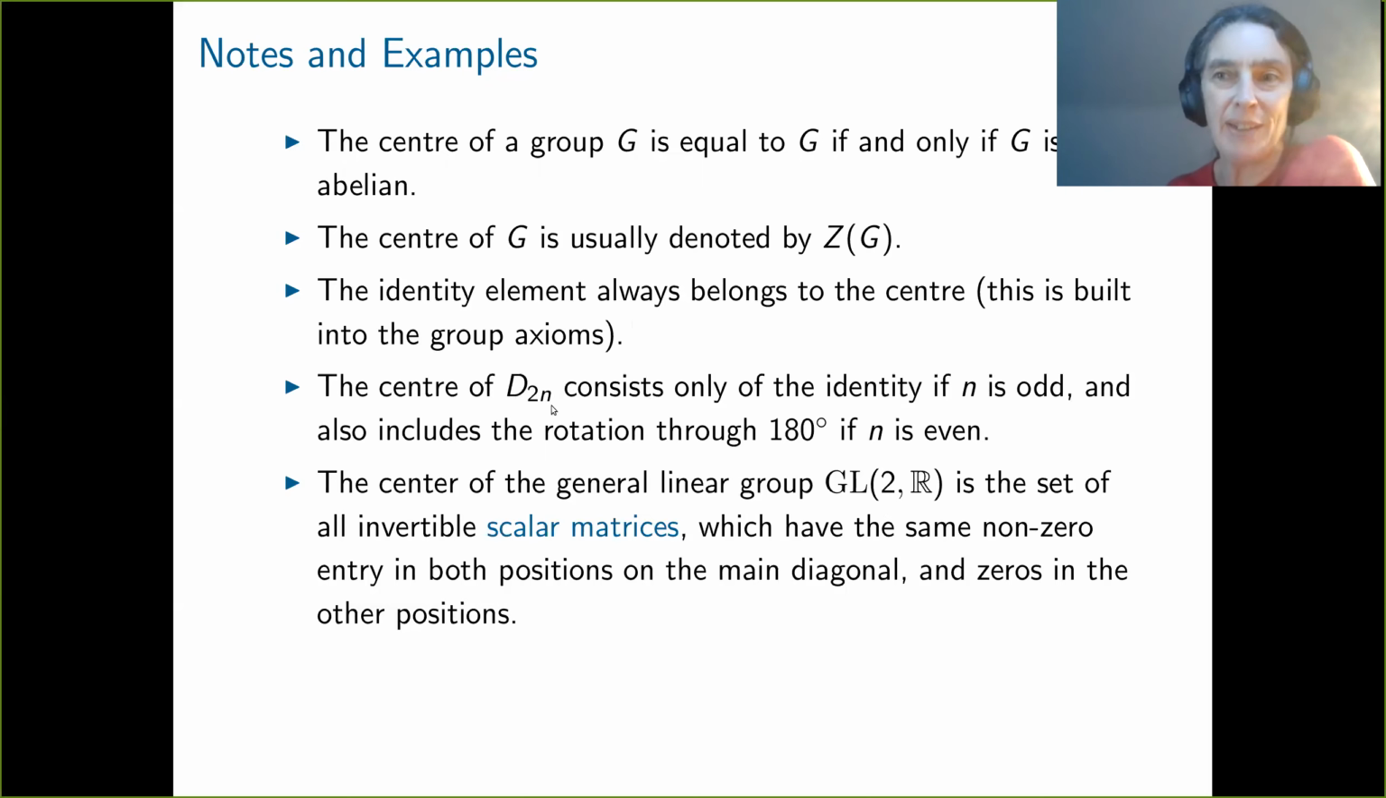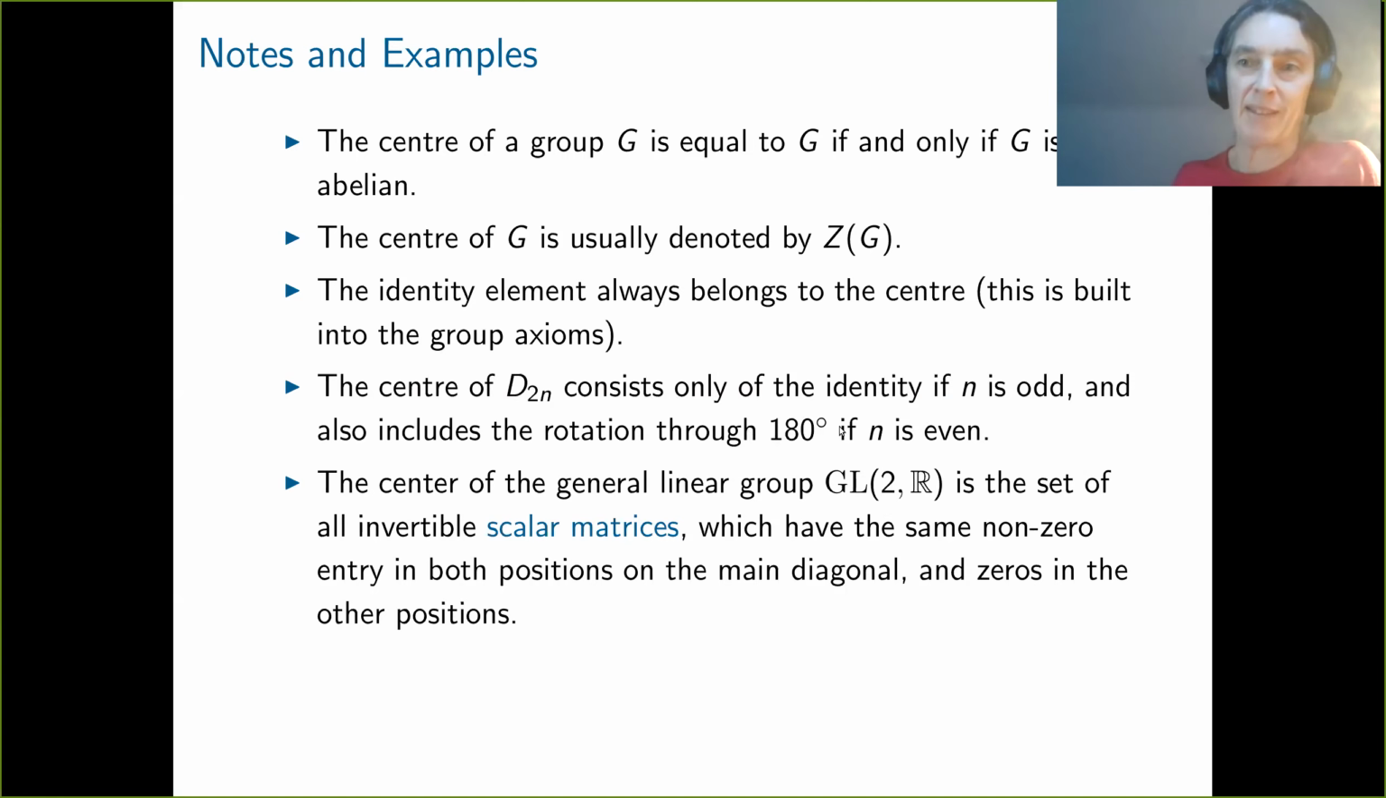which are one of our nicest families of examples so far, the center of the group D2n, which is the group of symmetries of the regular n-gon, consists only of the identity if n is odd. So for example, in the case of the triangle, 3 is odd, D6 is in this category. The center of D6 consists only of the identity, same with D10, the group of symmetries of the pentagon. If n is even, so we're talking about a polygon with an even number of sides, then 2n will be a multiple of 4, and in that case, the rotation through 180 degrees would be a symmetry, and it will also belong to the center, along with the identity element.